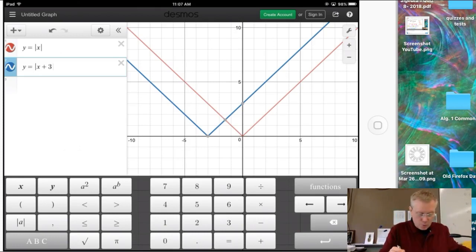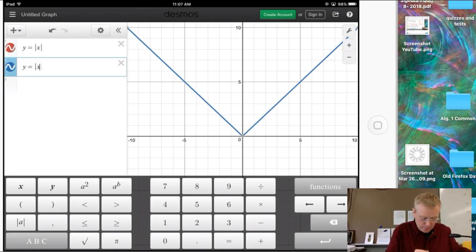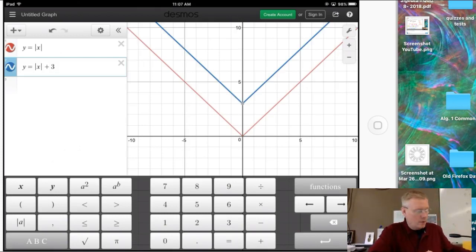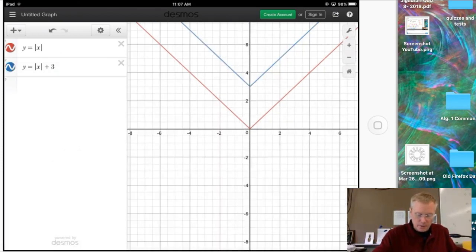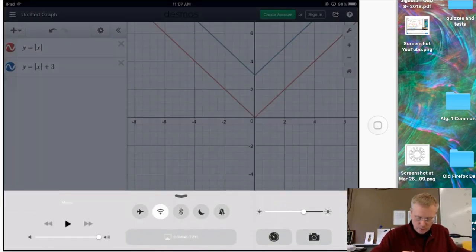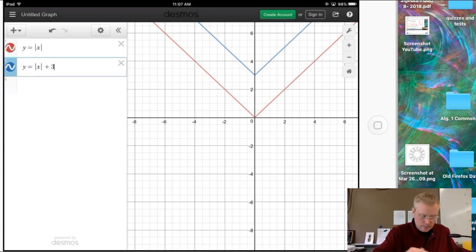Okay, next one. I'm going to do one where I've got the number outside the absolute value. So if I have the absolute value of x, and then I go plus 3 on the outside, now that's what we call vertical translation. It moved the graph up. Believe it or not, these two graphs right here, they are the same, okay? The only thing that's different is where they cross the y-axis, okay?